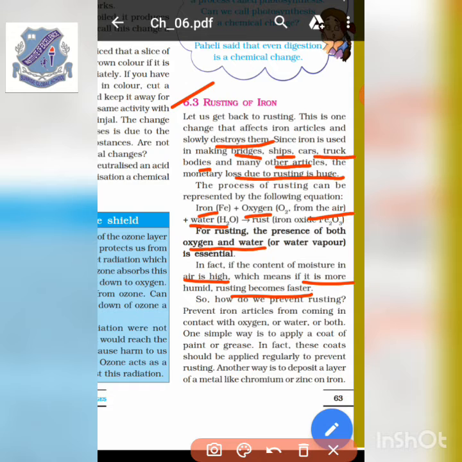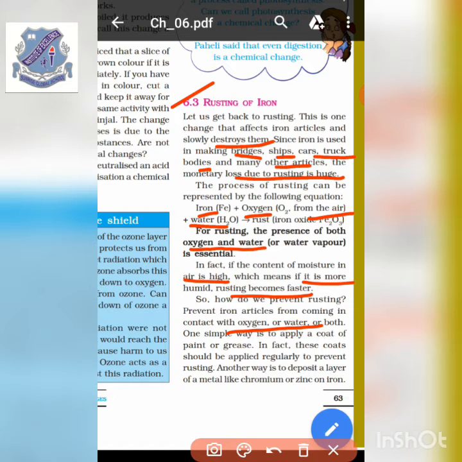So how do we prevent rusting? तो हम इस rusting को कैसे stop कर सकते हैं? Prevent iron articles from coming in contact with oxygen or water or both. So जो भी आर्टिकल्स आयरन से बने हुए हैं, हम इनको ऑक्सीजन एंड वाटर के कांटेक्ट में नहीं लेके आ सकते, तभी ही रस्टिंग को प्रिवेंट किया जा सकता है.